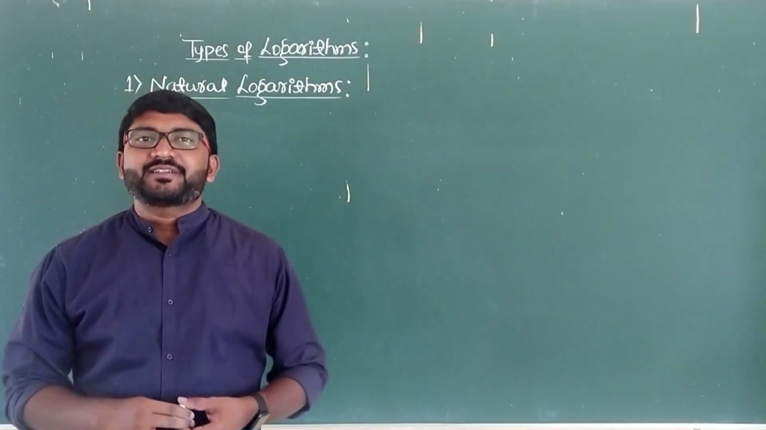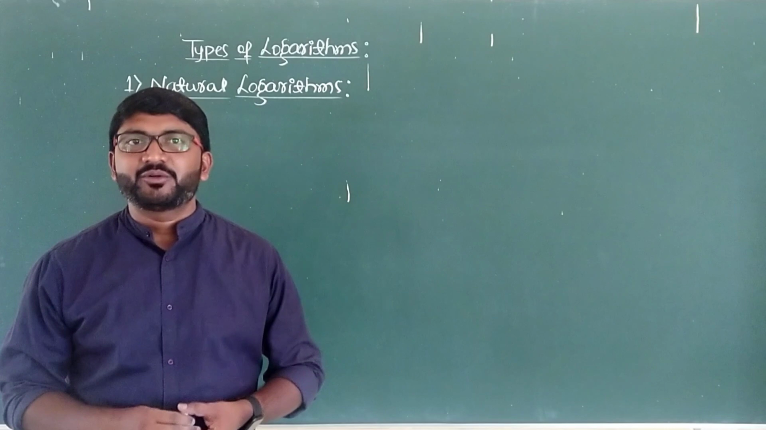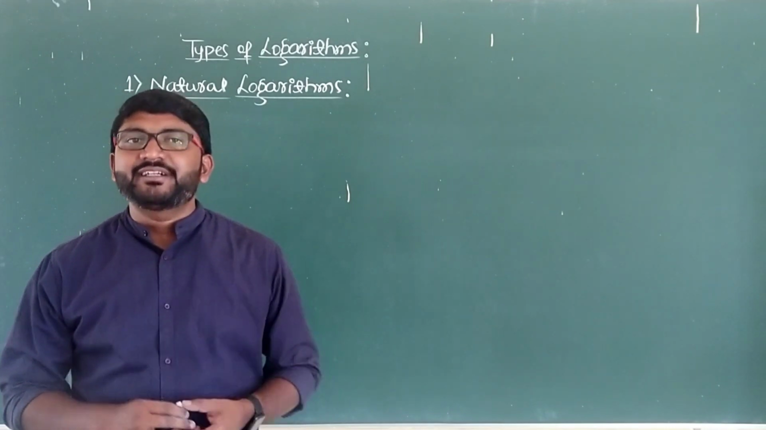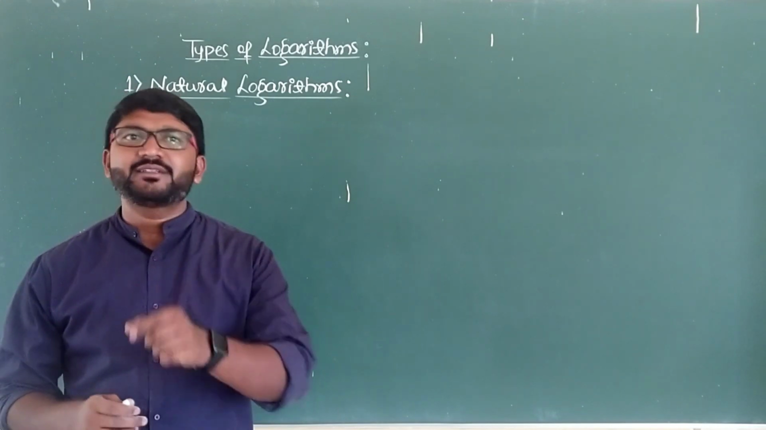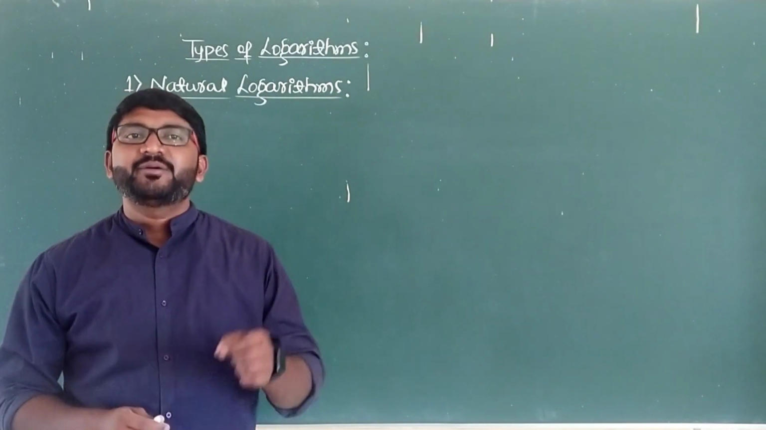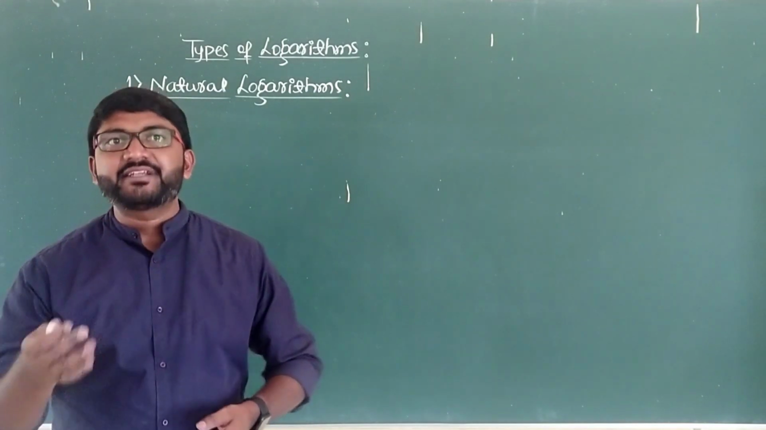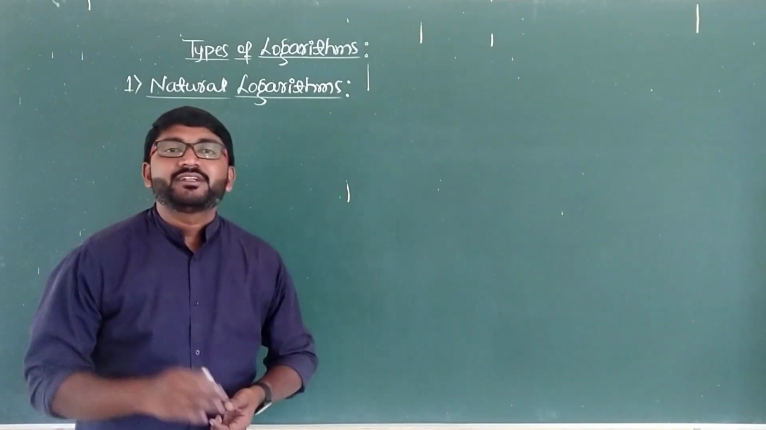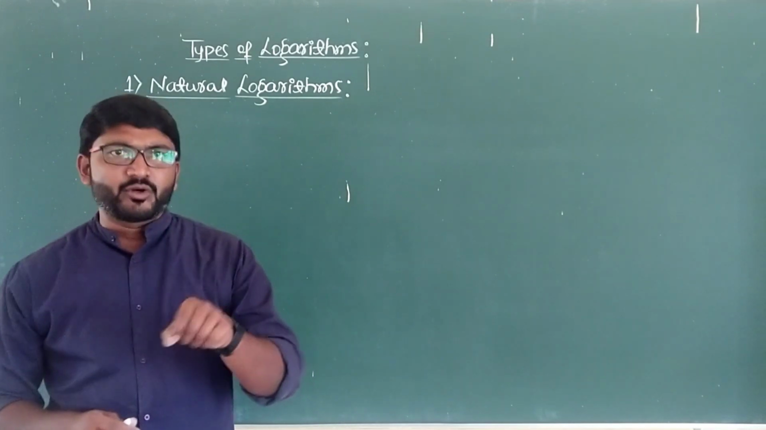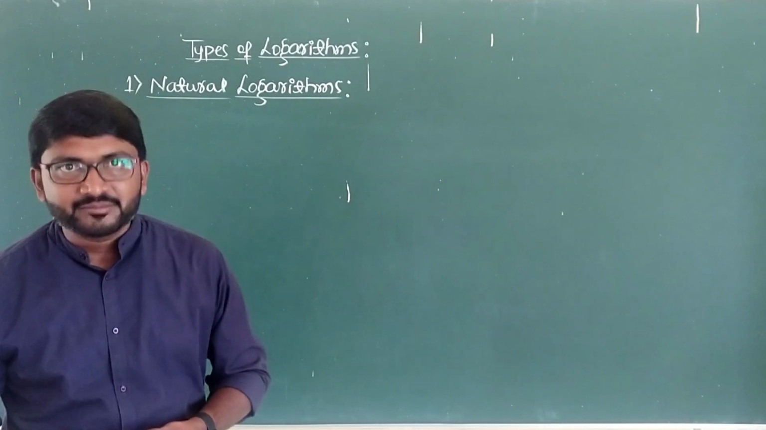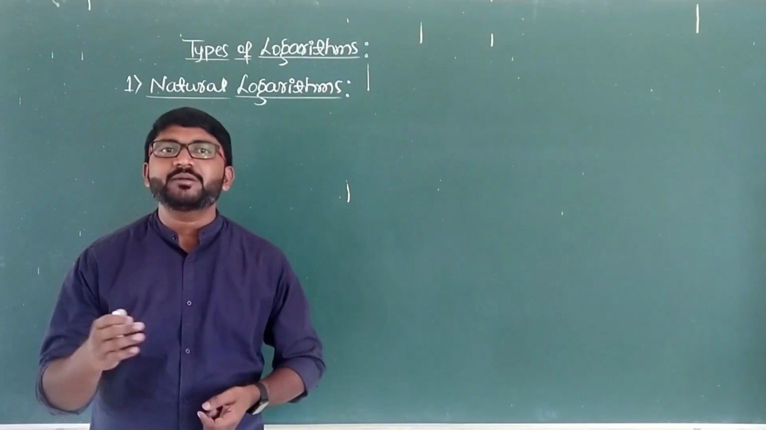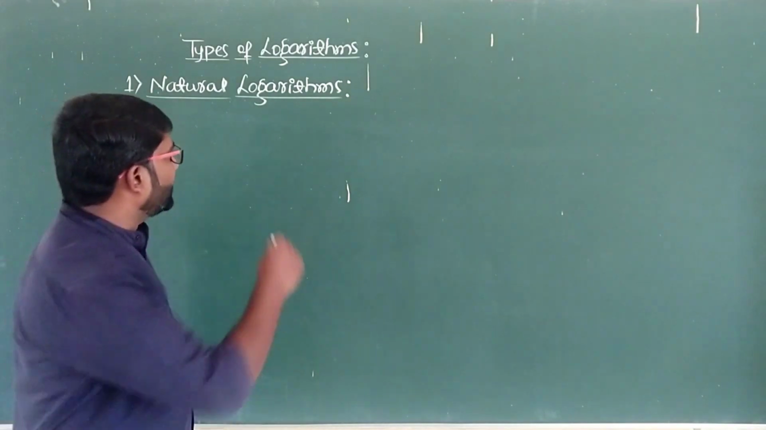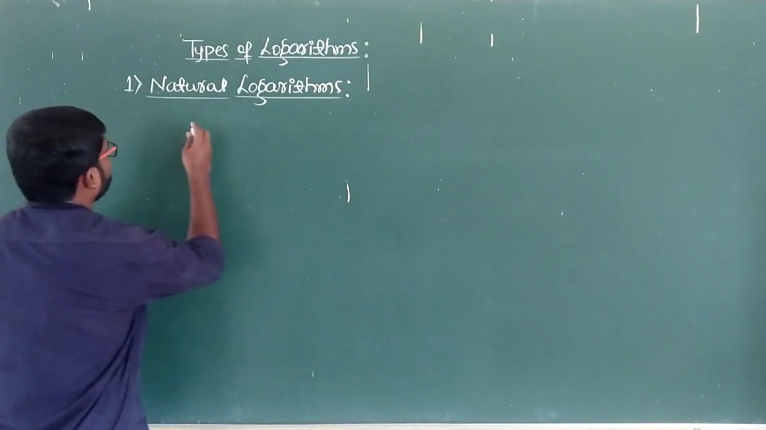Now we are going to discuss types of logarithms. Mainly we have two types. The first one is natural logarithms, and the second one is common logarithms. Natural logarithms are also called Napier logarithms, whereas common logarithms are also called Briggs logarithms. The logarithms with the base e, small e, are called natural logarithms, and the logarithms with the base 10 are called common logarithms. Let us write the definition, and we'll give some examples.